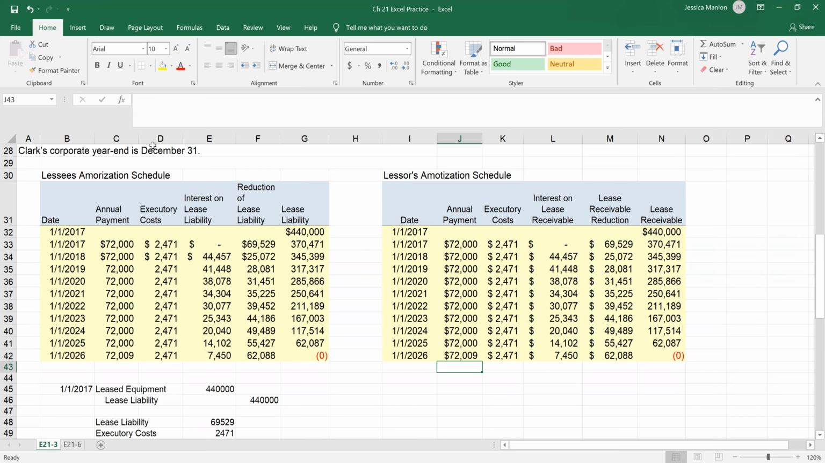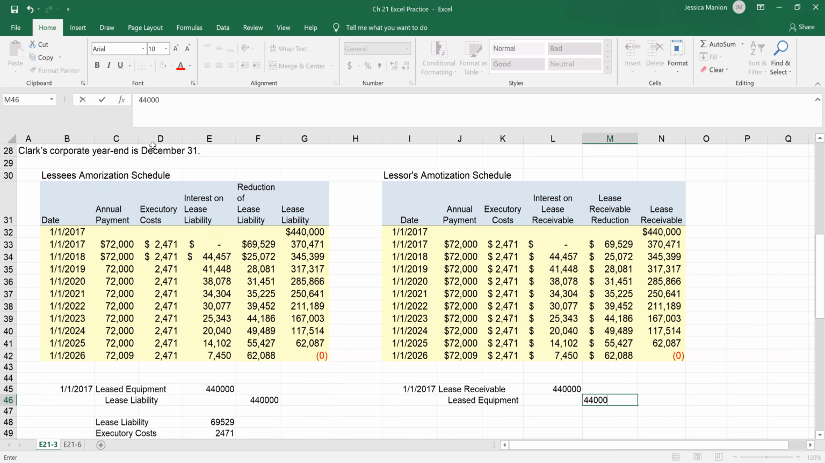Okay, but now let's look at the entries from the lessor's perspective. So again, 1/1/17, we're debiting lease receivable, 440,000. We are crediting leased equipment, is what that first one would look like, or simply crediting equipment, either way.